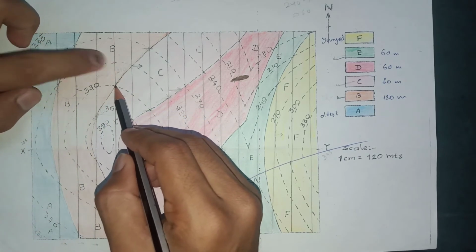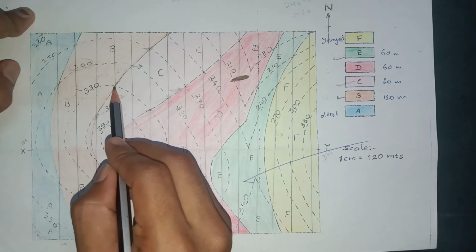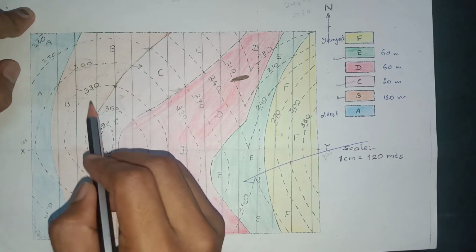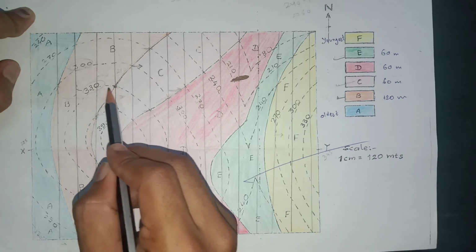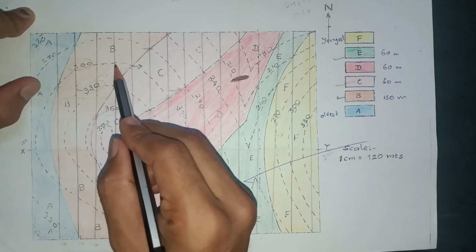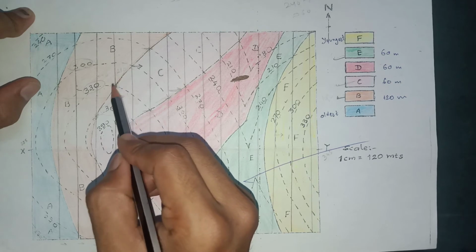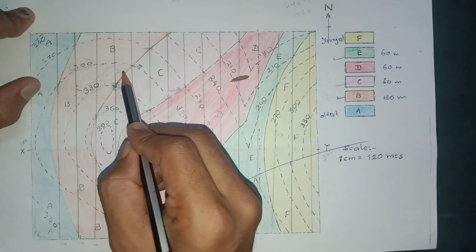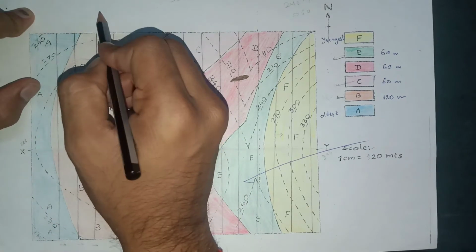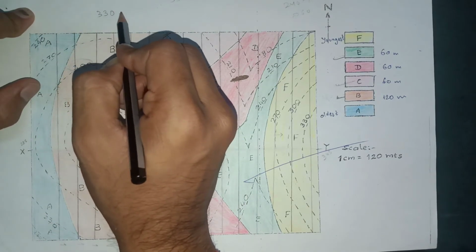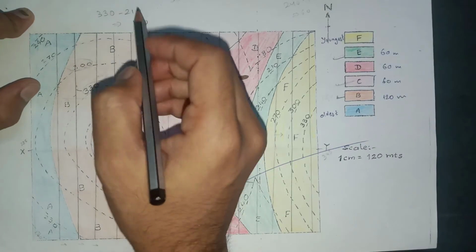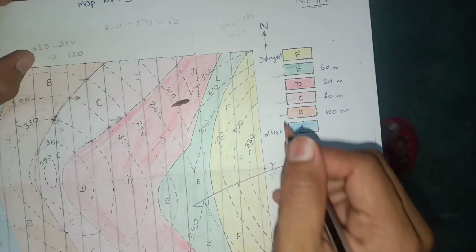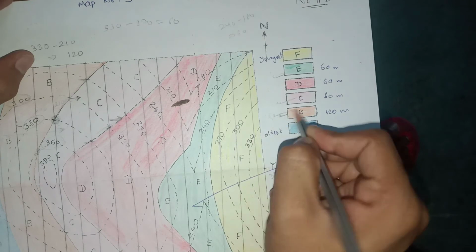and here, which is the BC point, a point of intersection, it is given 330. This contour gives a value of 330, and the same strike line which is cutting correspondingly here is 210. So we take 330 minus 210, that will give 120. That is the thickness of your bed B.